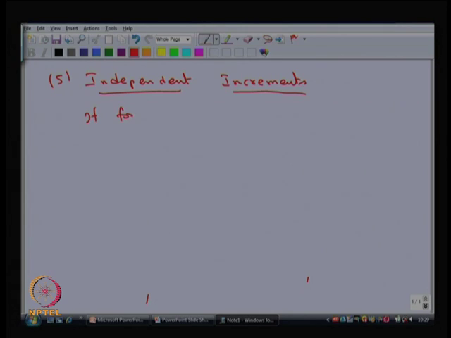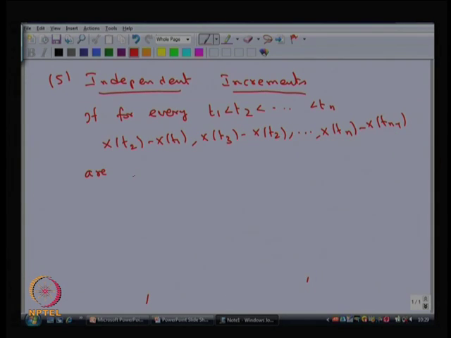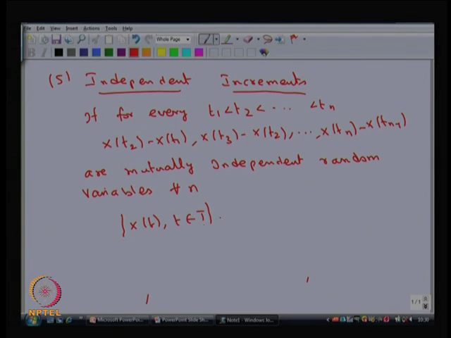If for every t1 less than t2 less than tn, the random variables x of t2 minus x of t1, x of t3 minus x of t2, and so on till x of tn minus x of tn minus 1 are mutually independent random variables for all n, then we say the corresponding stochastic process has the independent increment property.